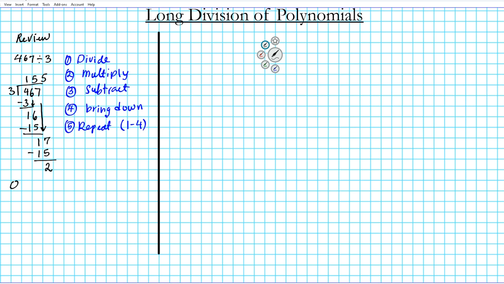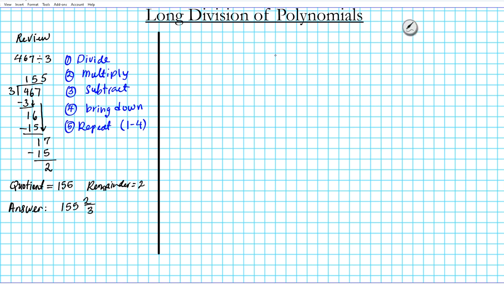So in this particular problem, the quotient is 155. Your remainder is 2, right? So the answer to this division problem is 155, the quotient, plus the remainder divided by the divisor. Bam, bam. All right, so there you have it.